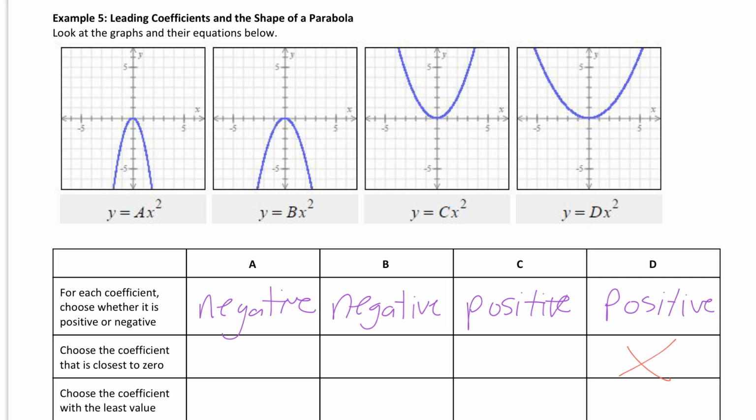And then my last one: choose the coefficient with the least value, so the smallest number. Well, your negative numbers are going to be your smaller numbers, so that means we're going to choose between a and b. And remember, the number in front of that x squared, the narrower it is, the bigger the actual number is. But now if we put a negative in front of it, that's going to make it smaller. So the narrower negative numbers are going to be the ones that have the least value. So a would be the choice here. If you have any questions, let me know.